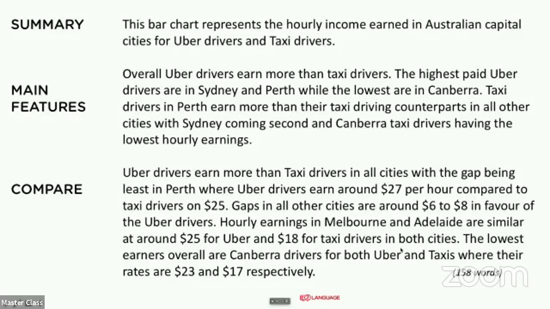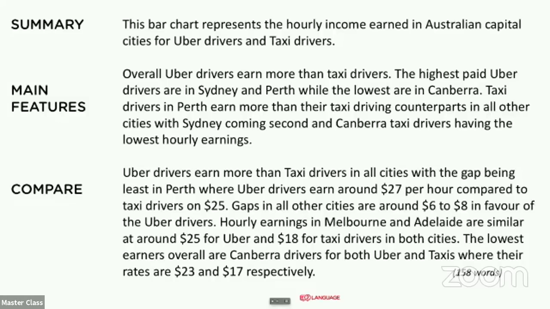So here's mine. I'm just going to read it for you from beginning to end. Hopefully you can hear how clear it is. So with the summary, this bar chart represents the hourly income earned in Australian capital cities for Uber drivers and taxi drivers. Main features. Overall, Uber drivers earn more than taxi drivers. The highest paid Uber drivers are in Sydney and Perth, while the lowest are in Canberra. Taxi drivers in Perth earn more than their taxi driving counterparts in all other cities, with Sydney coming second and Canberra taxi drivers having the lowest hourly earnings.